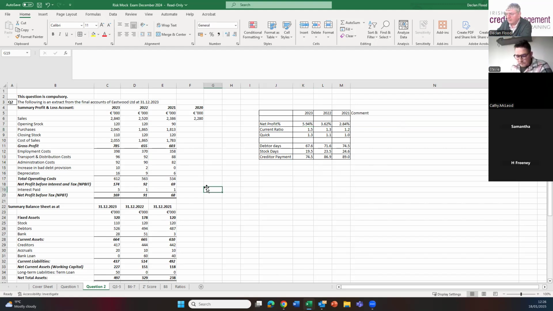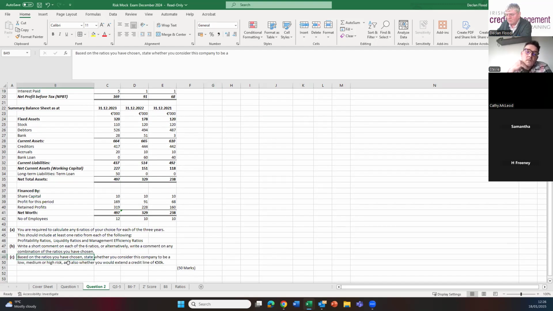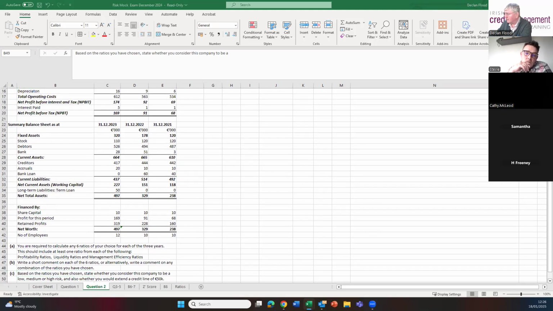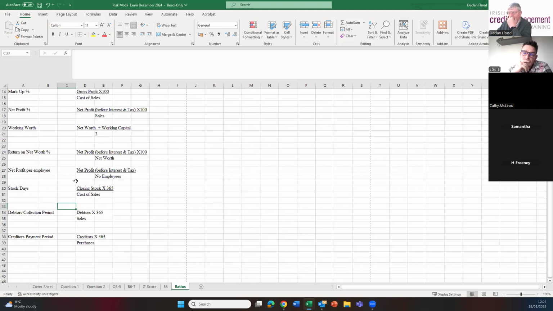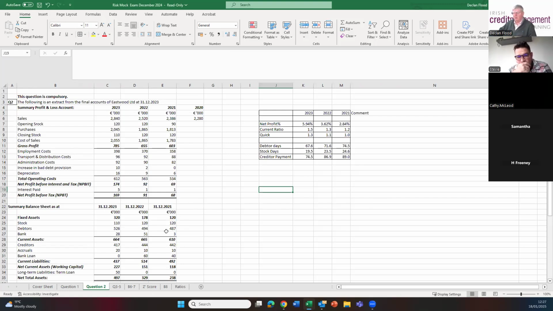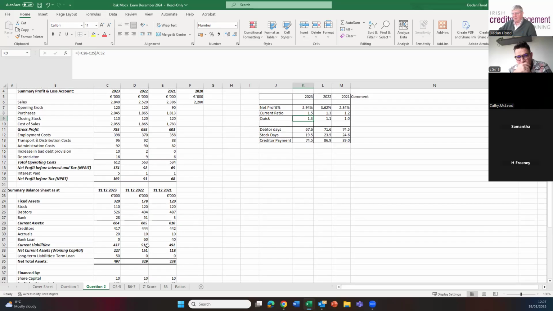And then the final thing: based on the ratios you've chosen, whether you consider them high, medium, or low risk. That's what it's asking you there. We've given you lots of different ways of calculating a credit line, and one of the things here is your working worth, just in terms of establishing whether we can give them credit or not. Whatever method you are comfortable with, because the current ratio is good and getting better, I would put them into a low risk category, because they can clear their debts without looking at their stock. I am happy enough with that.